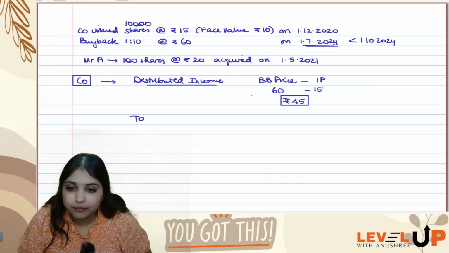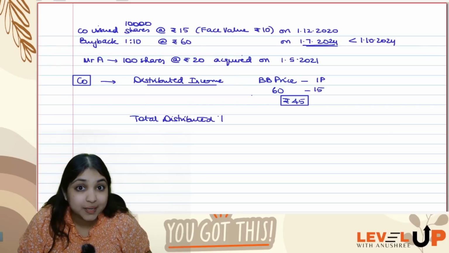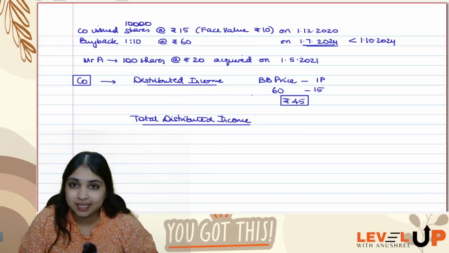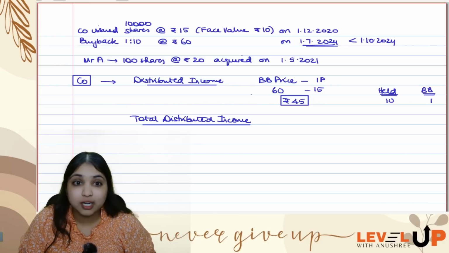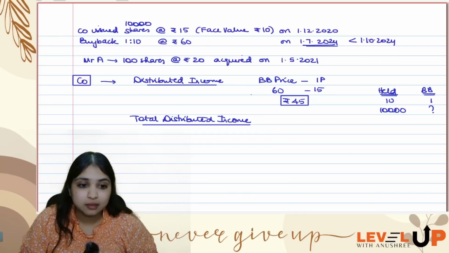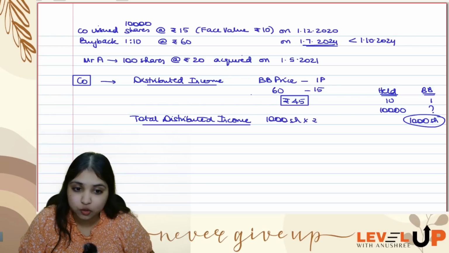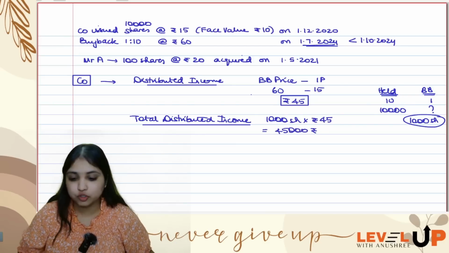This 45 rupees is first of all called the distributed income. Then I will find the total distributed income, because this 45 rupees is distributed income per share. So what is the total distributed income for all the shares? Totally the company has 10,000 shares. Out of every 10 shares held, the company is buying back 1 share. So how many shares is the company going to buy back, guys? 10,000 divided by 10. Totally 1,000 shares are going to be bought back by the company. So these 1,000 shares into 45 rupees, the total distributed income is going to be 45,000 rupees.